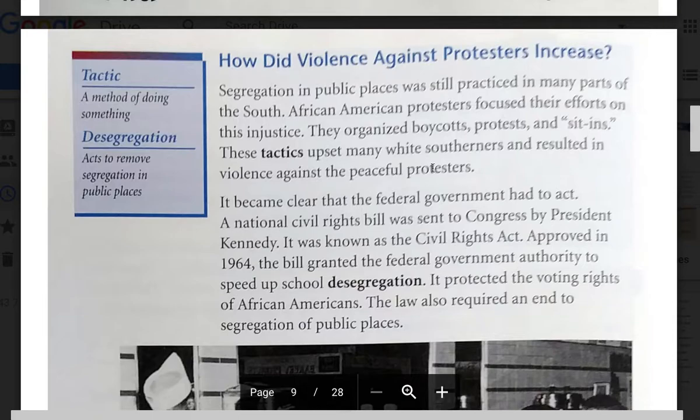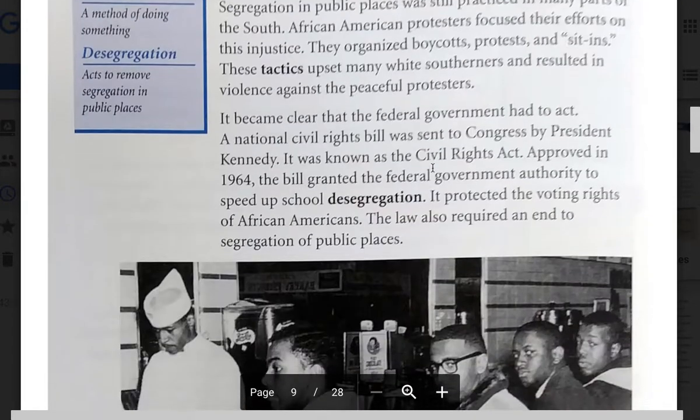How did violence against protesters increase? Segregation in public places was still practiced in many parts of the South. African American protesters focused their efforts on this injustice. So, something that's wrong, that's an injustice. They organized boycotts, remember that's when you refused to buy, protests, and sit-ins. These tactics upset many white Southerners and resulted in violence against the peaceful protesters.